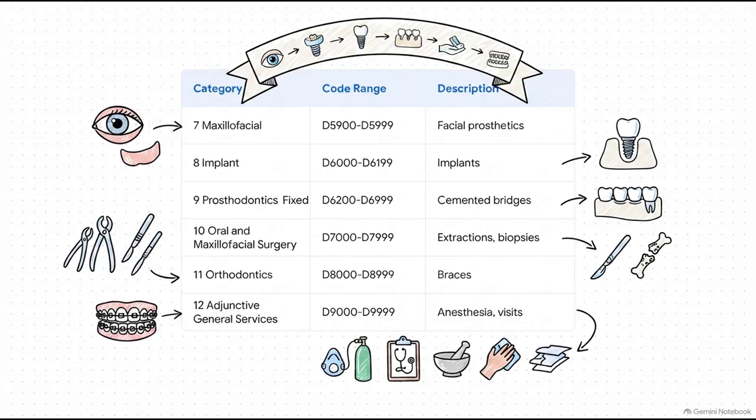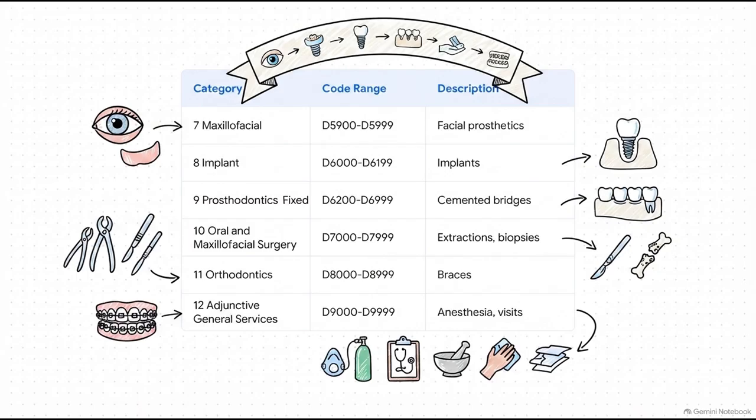Section 4, categories of service 7 through 12. Continuing our systematic walk through the remaining half of the code set, these categories generally encompass highly specialized treatments. Category 7 is maxillofacial prosthetics, D5900 to D5999, covering specialized facial, ocular, and various other prostheses. Category 8 is implant services, D6000 to D6199, which includes surgical implant placement and implant restorations. Category 9 is prosthodontics fixed, D6200 to D6999. This is exactly where you'll find cemented, non-removable bridges.